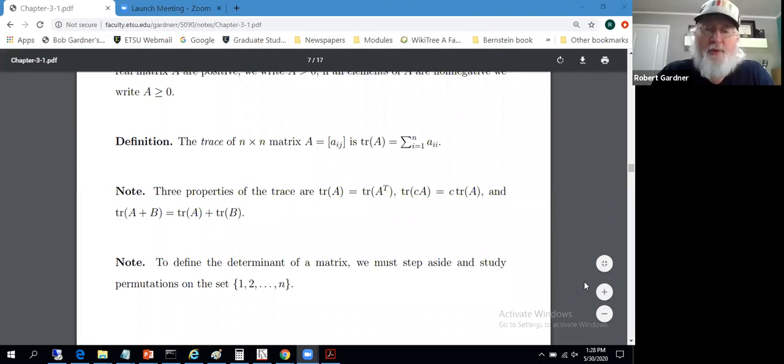Continuing with section 3.1. Okay, let's pick up with determinants.